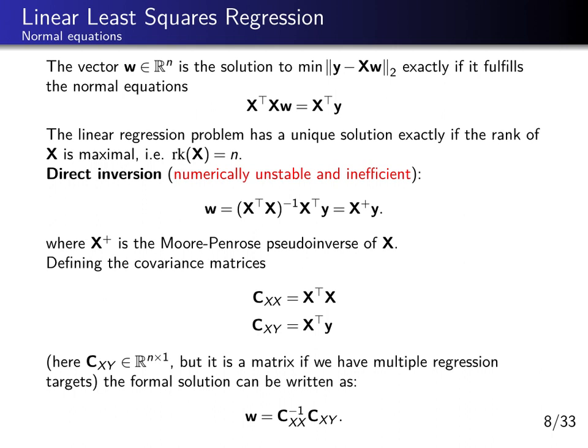So then the solution for the parameter vector w can be written as the inverse of the covariance matrix of X on X and the covariance matrix between X and y. However, this is a very unstable and inefficient way of finding w, so don't do this in practice. In practice, there are more robust and efficient ways of solving the normal equations, for example, using singular value decomposition.